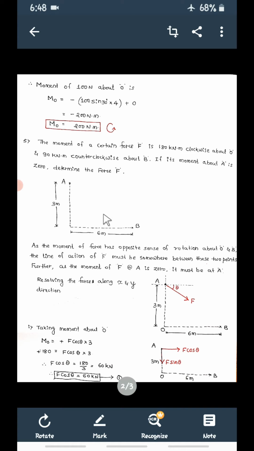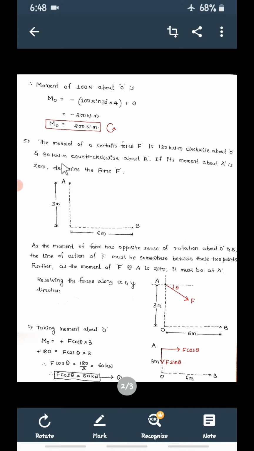So this is clockwise. About O, it is clockwise and it is given 180 kilonewton, right? Then the moment of this horizontal force about B is 90 kilonewton meter anti-clockwise. Now if I provide a horizontal force like this, no doubt it will satisfy moment about A being 0, but what about the moment about B? It produces clockwise, but the moment about B is anti-clockwise. So the force is not in this direction.